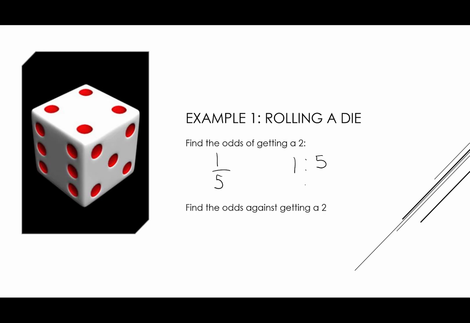If we say the odds against getting a 2, well, we're just going to flip that around. So there's 5 ways not to get a 2 versus 1 way to get a 2. And again, we could write that as 5 to 1.